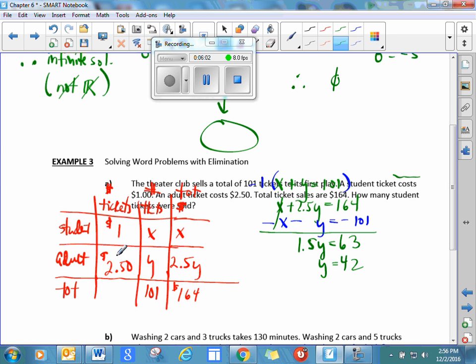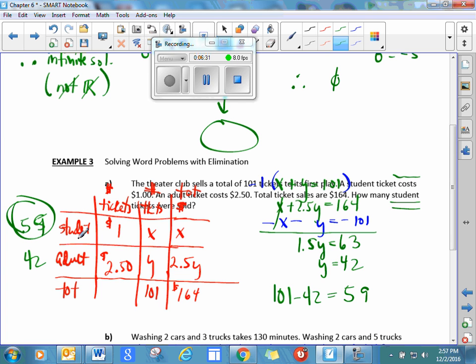So y I let be the adult tickets. There are 42 adult tickets, but that's not what they're asking me for. They're asking me for the number of student tickets. So I have to take 101 and subtract 42. And the answer to the question that they're asking here is 59. And I wrote 55. 59 student tickets were sold.